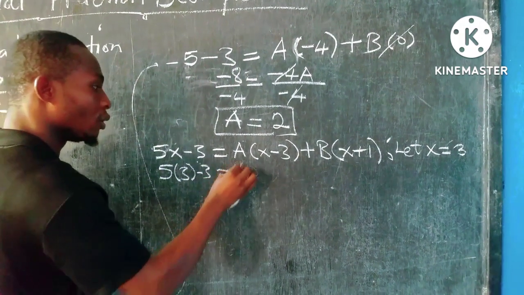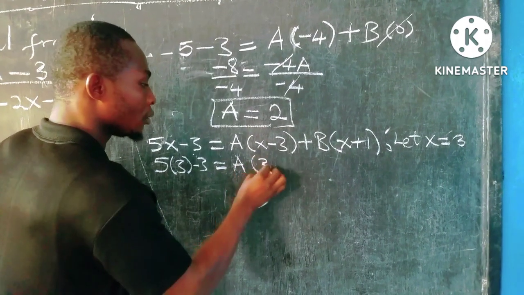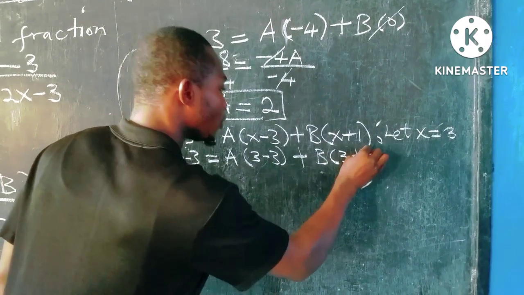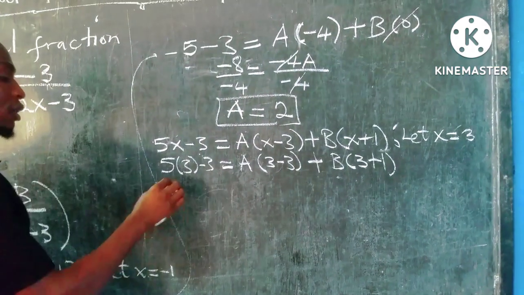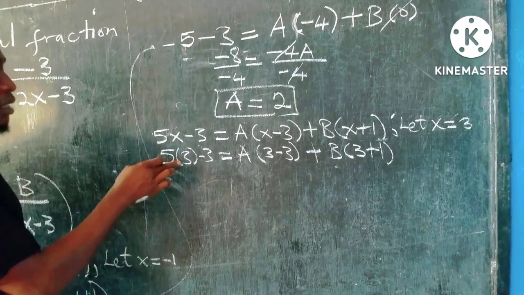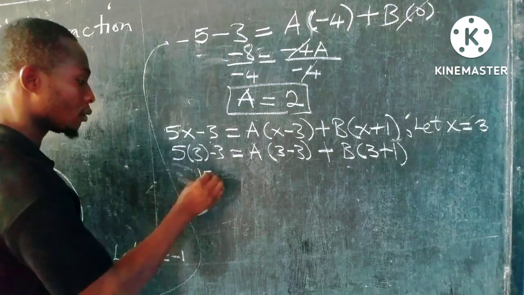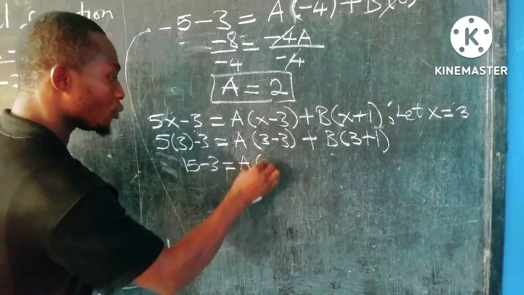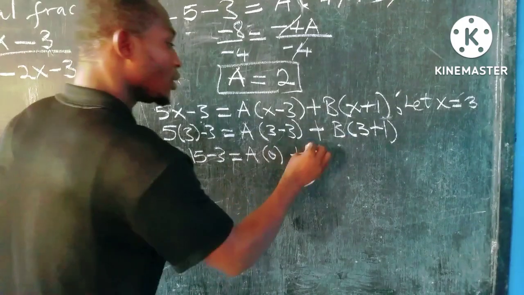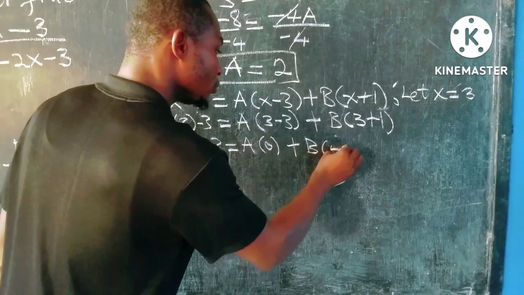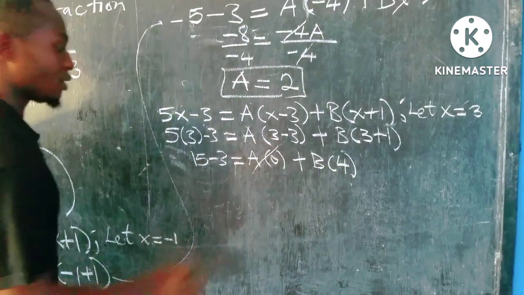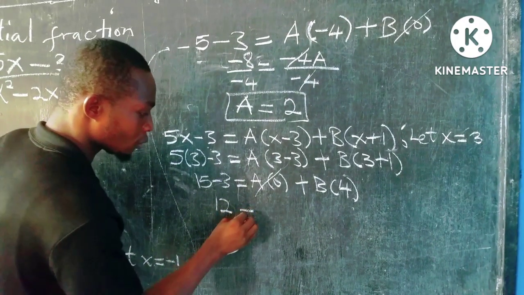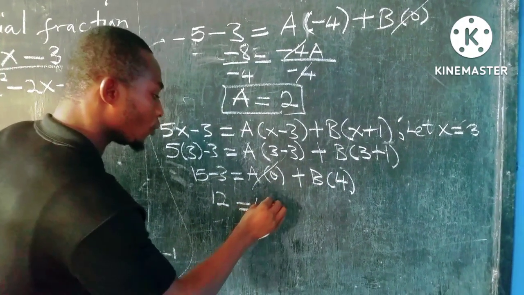So 5 times 3 minus 3 will be equal to A, parenthesis open, 3 minus 3, parenthesis closes, plus B, parenthesis open, 3 plus 1, parenthesis closes. So this means we have 5 times 3, which will give us 15. Positive 15 minus 3 equals A times 0, since 3 minus 3 is 0, plus B times 3 plus 1, which is 4. So this will cancel out. 15 minus 3 will give us 12, will be equal to B times 4, 4B.